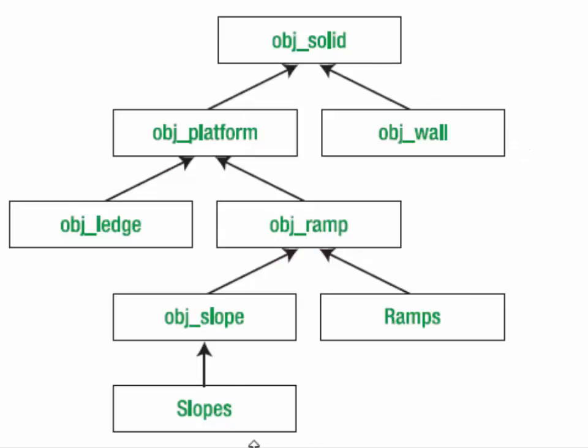Again, notice all the object ramps set their parent as object ramp. All the slopes are children of object slope. And then it gets deeper, the inheritance hierarchy. If you need a picture of it, this is really a good picture of what's going on here. The main parent class is object solid. Both platform and walls are a type of solid thing. Now platform has 2 flavors, ledges and ramps. Ramps have 2 flavors, object slopes and all the ramps, and slopes derive from object slope.